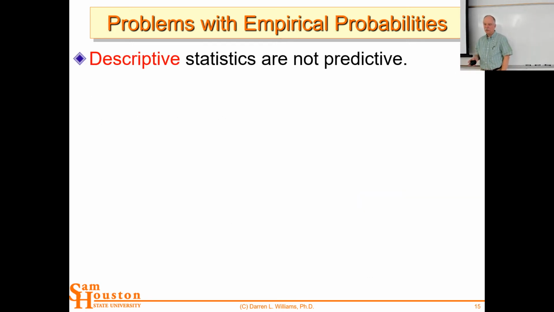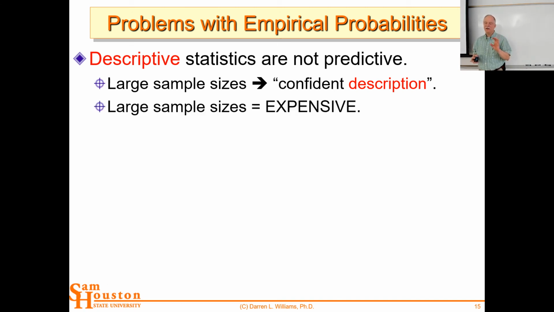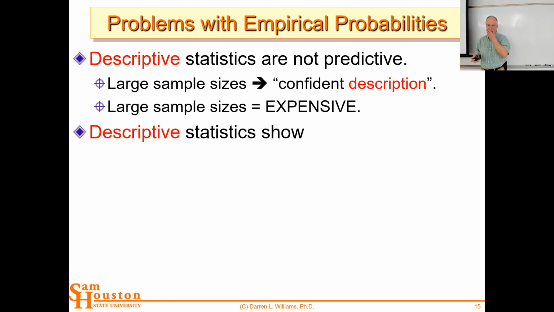And so there are problems with these empirical probabilities, and we'll end with this. These experimental results are empirical probabilities. These are descriptive statistics. And now this is added. This isn't in your notes because I didn't want to lose my thunder here. So descriptive statistics describe things. Large sample sizes give you a confident description, but they're expensive. So there's this pull in both directions. You want to have a good trend, but it costs money to do that sample, to do that experiment.